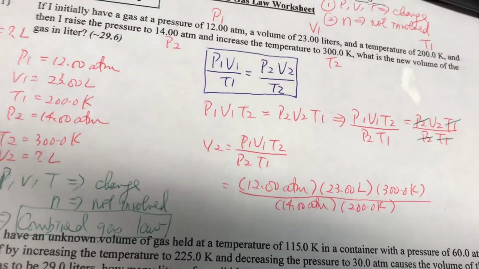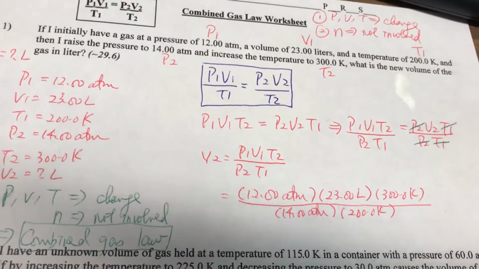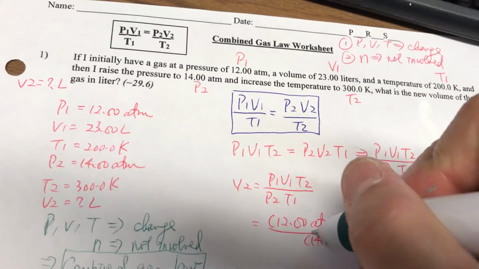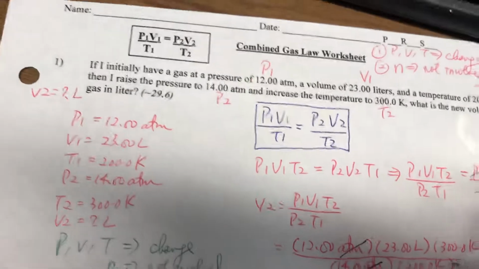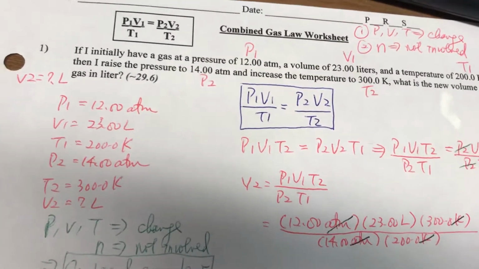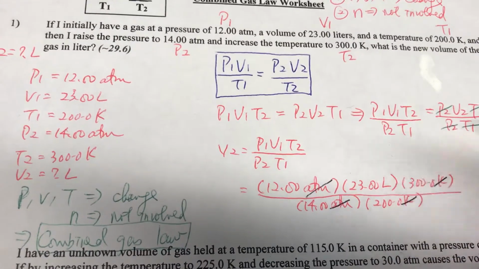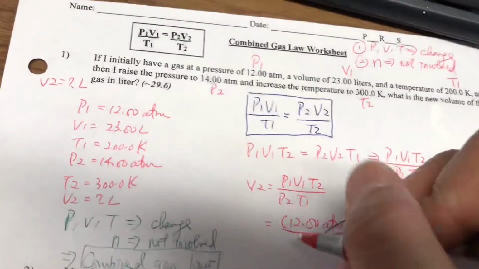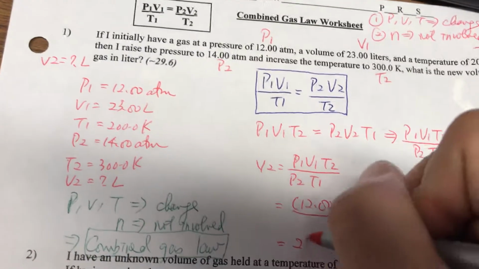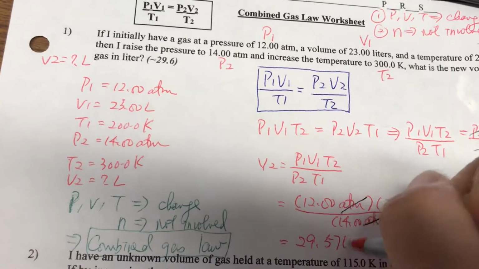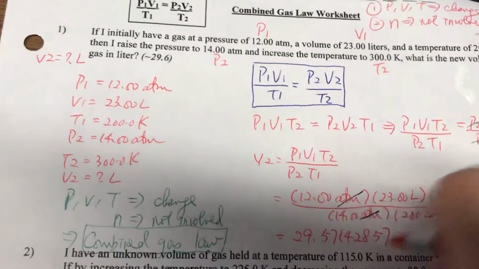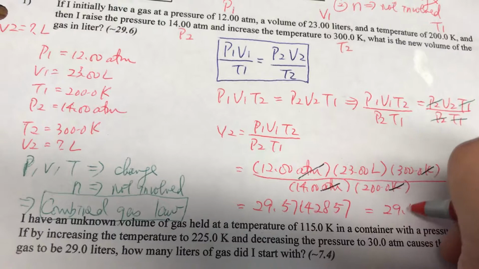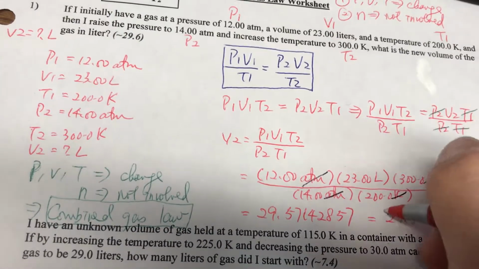Now here it's very important that you recognize that you can cancel your units successfully and have the right unit left over. The atm cancels, Kelvin and Kelvin cancel, and I do have volume, which is liters, left over, which is good. If you don't have liters on top, that means your formula is wrong. So I'm going to do my math: 29.57142857. And then I'm going to round it to two decimal places, 29.57, and the unit is L.